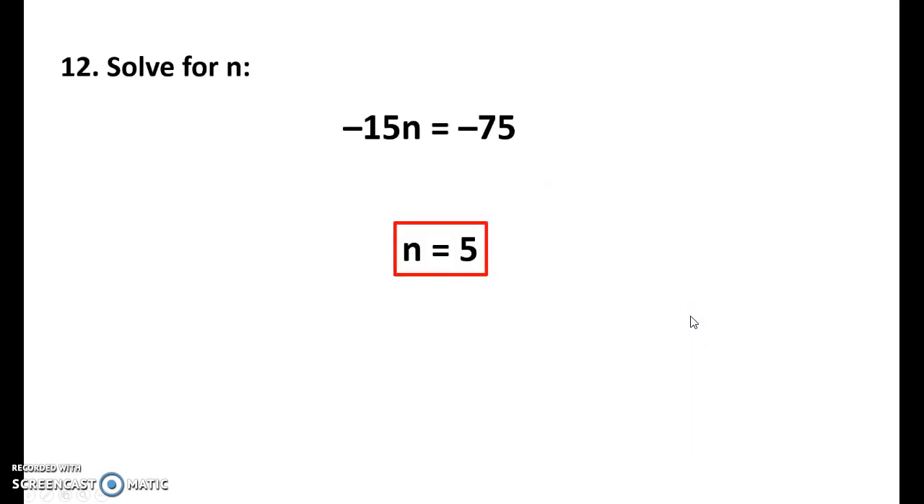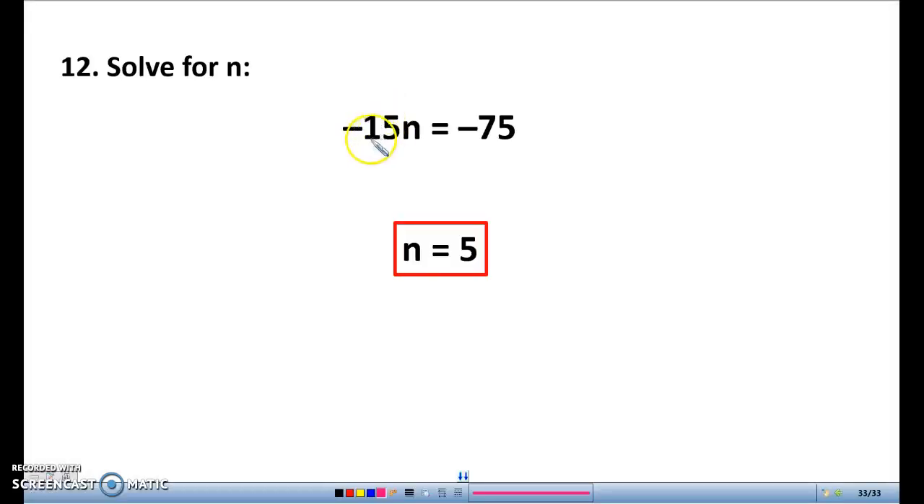Number 12, solve for n. Here you want to get n by itself. You have to undo multiplication by negative 15. So we're going to divide both sides by negative 15. If you're not good with multiplying and dividing, adding and subtracting with positive and negative numbers, please use your calculator. Please use your calculator, double check. Negative divided by negative is positive, and 75 divided by 15 is 5.